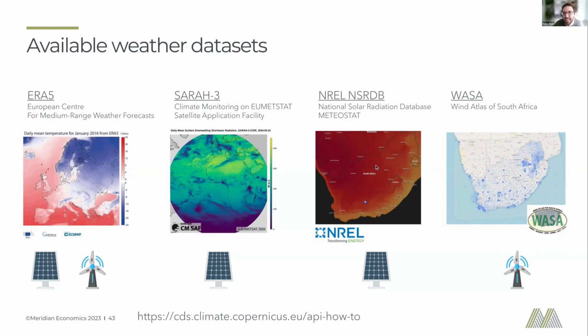So that's on the NSRDB side, and then finally we did a similar thing on WASA, the Wind Atlas of South Africa. I think they do it, but if I'm understanding correctly, it starts from the ERA5 and then goes down to a bit more mesoscale modeling.